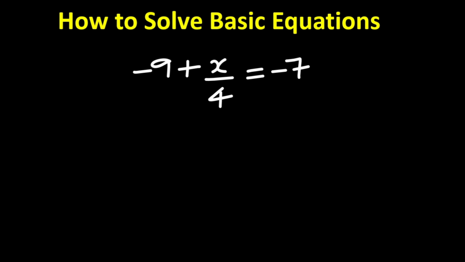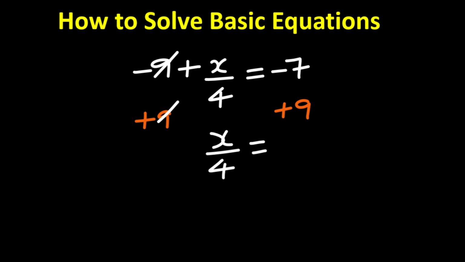Say we are solving negative 9 plus x over 4 equals negative 7. As we discussed, we always have to do the opposite operation, which here is addition. So we add 9 on both sides of the equation. So we can cancel out this negative 9 and positive 9. So we are left with x over 4 equals negative 7 plus 9, that's going to be 2.